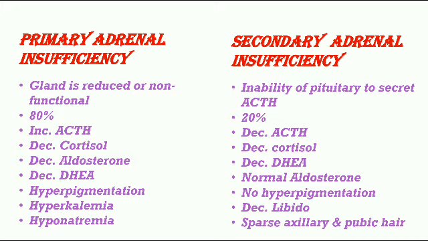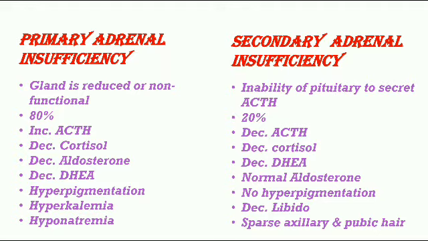So basically, adrenal insufficiency is divided into two parts. One is the primary and the other is the secondary. The reason for primary adrenal insufficiency is that the adrenal gland is reduced in size or becomes non-functional. Primary adrenal insufficiency constitutes about 80% of the cases, whereas secondary constitutes only 20%.